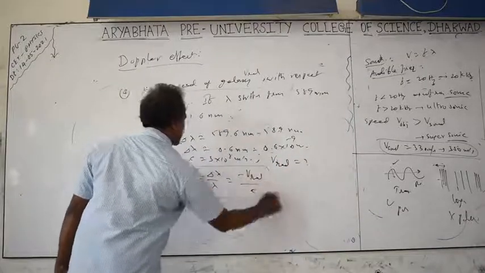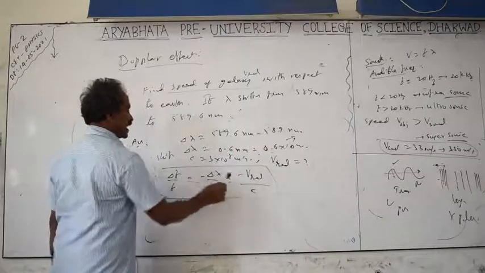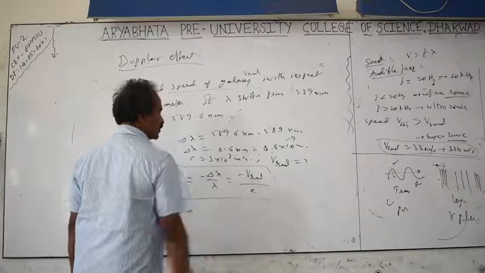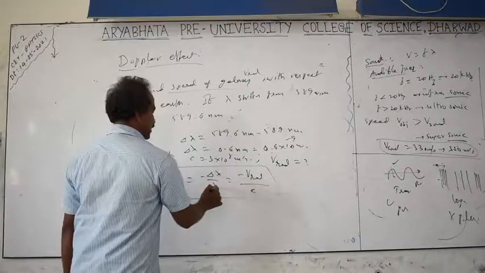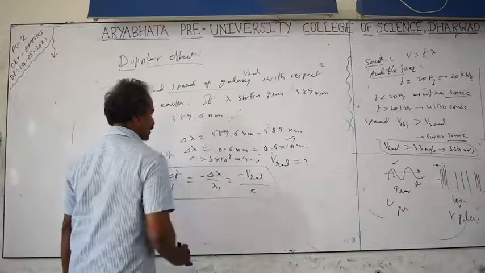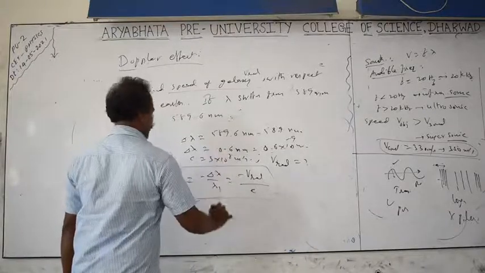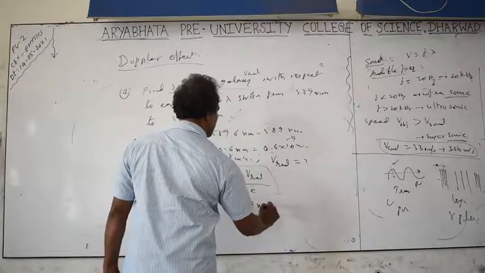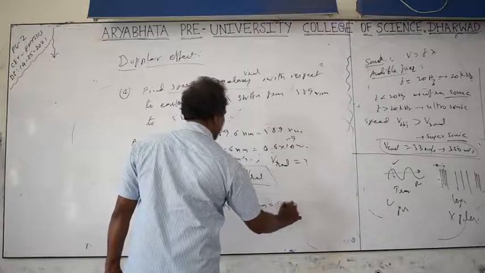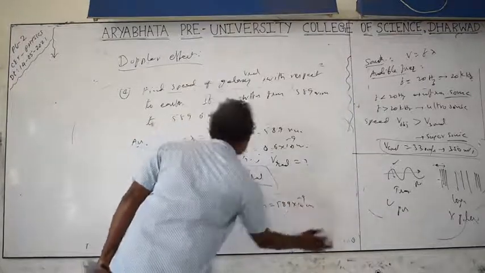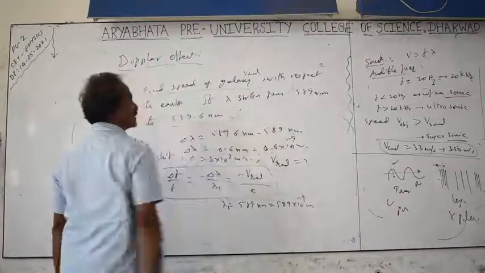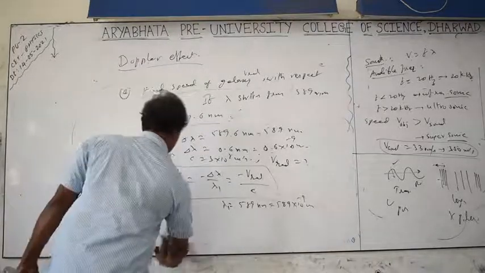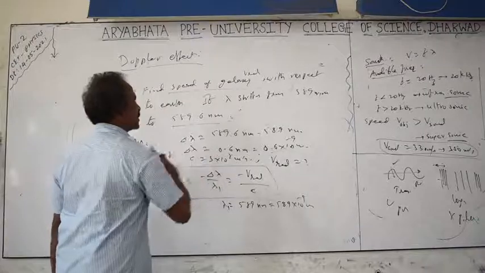This is the formula we are using, and if they give frequency, use this relationship, but they gave it in terms of lambda, so we need to consider this relationship: delta lambda by lambda equals radial velocity by c. What is lambda here? The denominator must be the initial lambda. So lambda 1 is equal to the initial value, 589 nanometers. Here lambda is increasing, which means frequency is decreasing. Frequency increasing means approaching, frequency decreasing means receding.